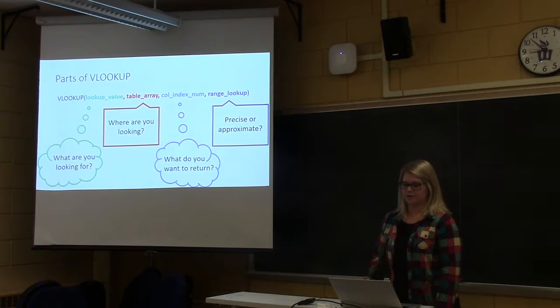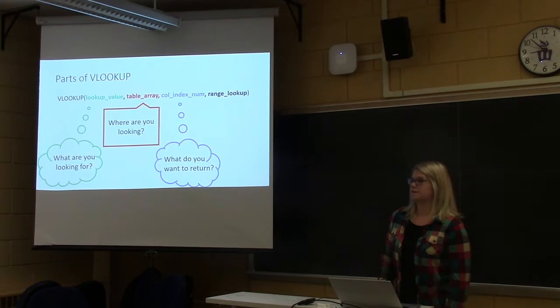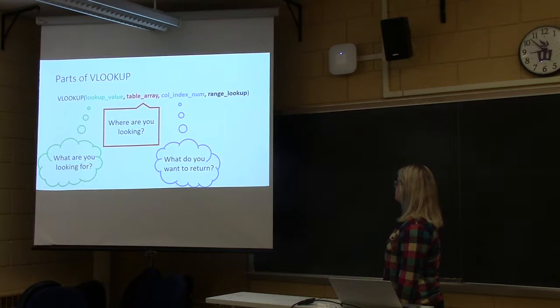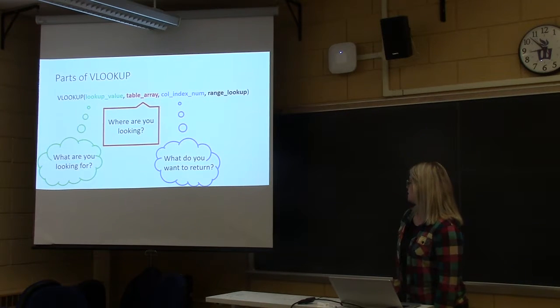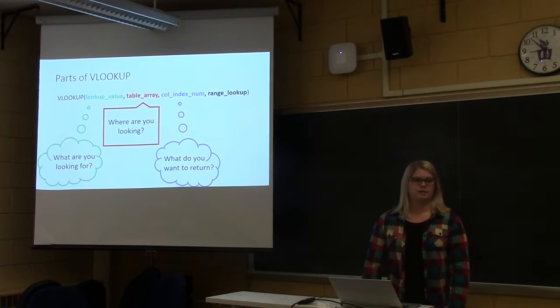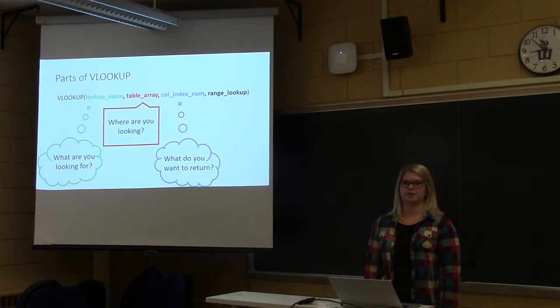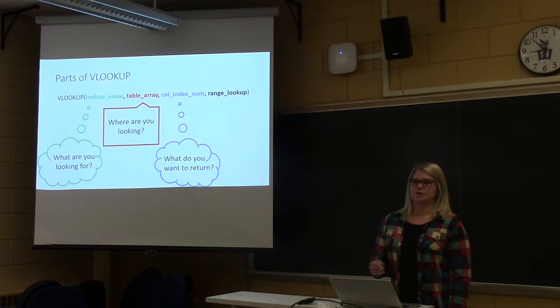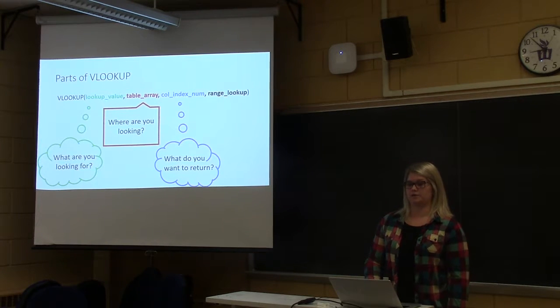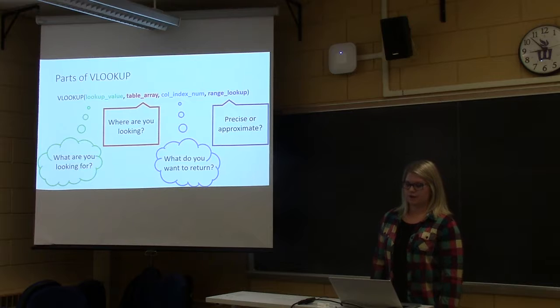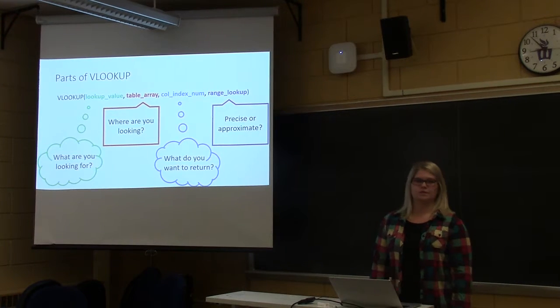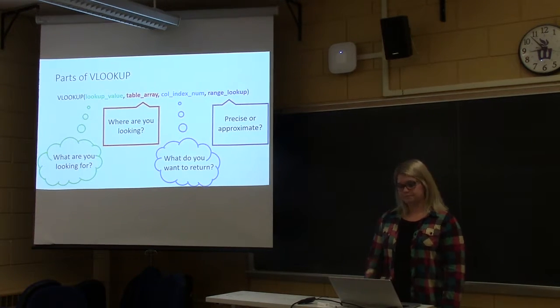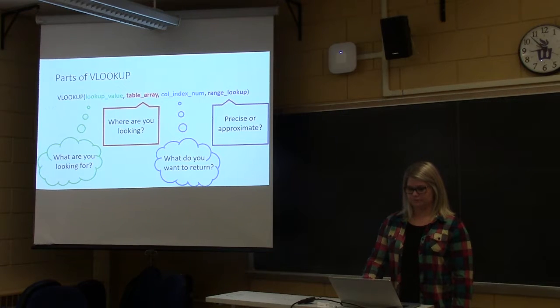Next is the column index number. This is an important part to remember because it's asking what you want to return, and it's very specific in that you have to put a specific number for the column. So if you want column number 2, you put in 2, or if you want number 20, you put in 20, and it will look through that 20th column. Next is asking if you want it to be precise or approximate. Most of the time you would want it to be precise, but you have that option there.